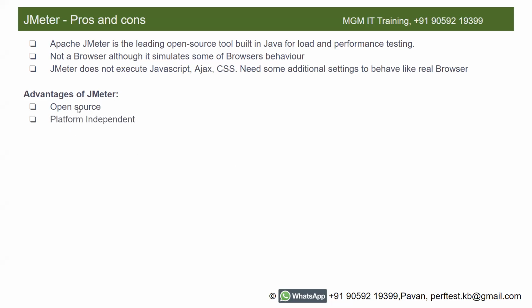It is open source and it is platform independent. JMeter being developed in Java, it is platform independent, means it works on any operating system. The same JMeter works on any operating system. You can use the same file on Windows or Linux or Mac OS or any operating system. So that's what platform independent means. As JMeter is developed using Java, inherently it got the property of platform independency.